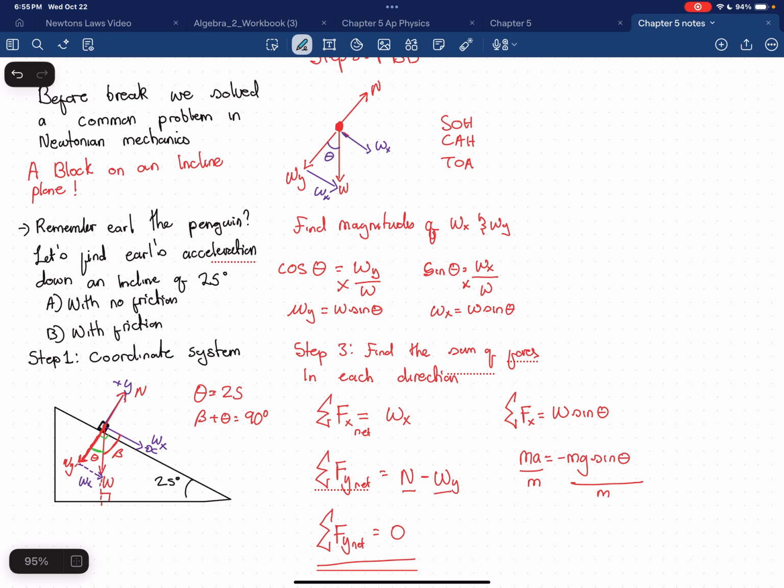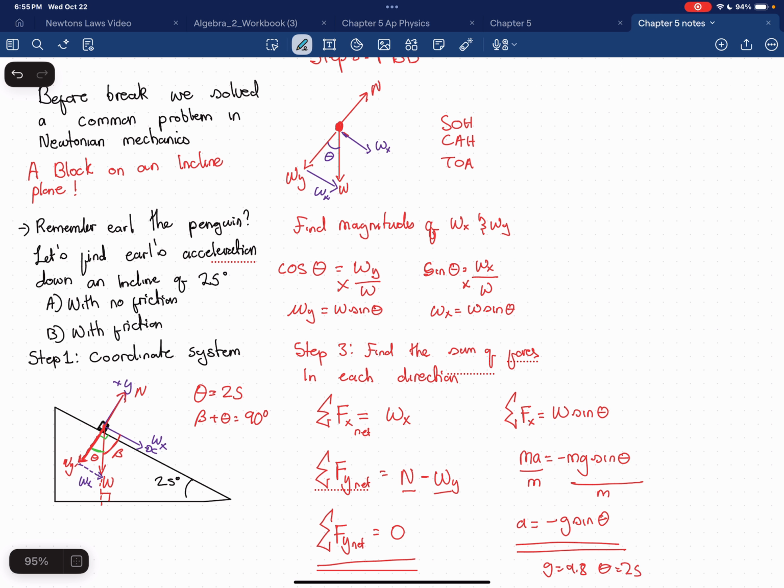And I get a is equal to minus g sine theta. And that's the acceleration of Earl. If you want to find the exact number, just plug in g is equal to 9.8 and theta is equal to 25. Put it in the calculator and you get your answer.